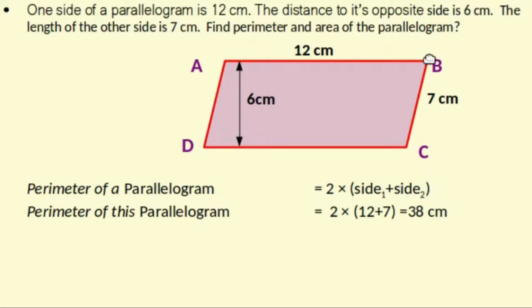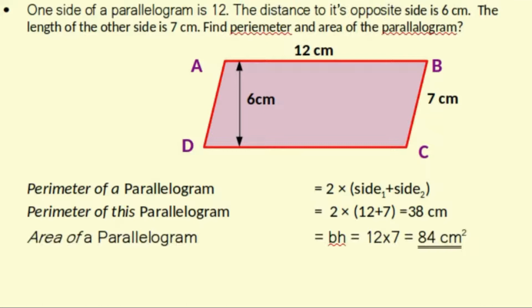Here I have drawn a figure ABCD as parallelogram. AB equal to 12 centimeter and BC equal to 7 centimeter, and the distance between AB and CD is given as 6 centimeter. Perimeter of a parallelogram equal to 2 into side 1 plus side 2. What is side 1 here? 12 centimeter, and side 2 is 7 centimeter. Then perimeter of this parallelogram equal to 2 into 12 plus 7, that is equal to 38 centimeter.